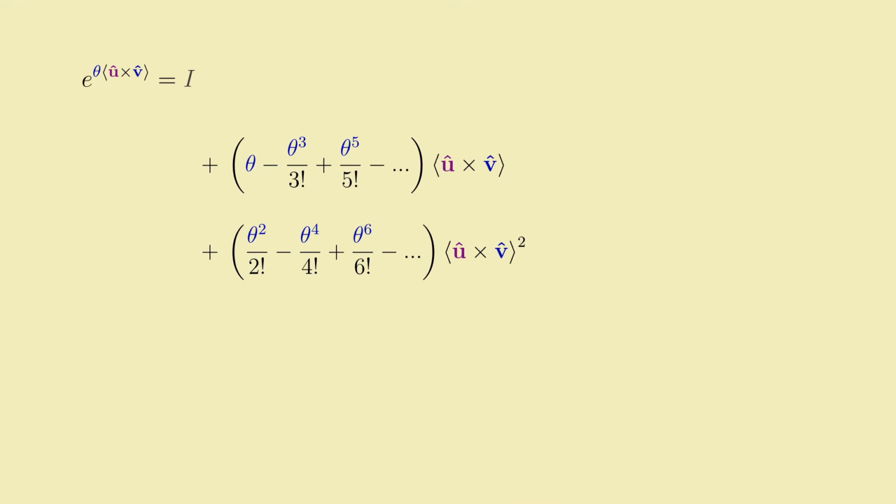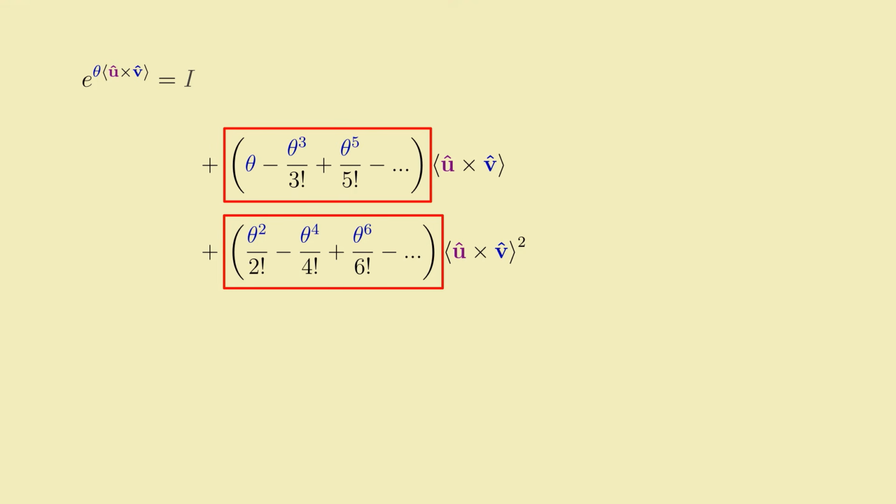And in the end, we wind up with 2 separate infinite series. One consisting of alternating fractions of odd powers of theta, all multiplied by a single tilt product, and another series consisting of fractions of even powers of theta, all multiplied by the tilt product squared. Those of you who have had some calculus might recognize the 2 series we're left with. They're basically the Taylor expansions of the sine and cosine functions.